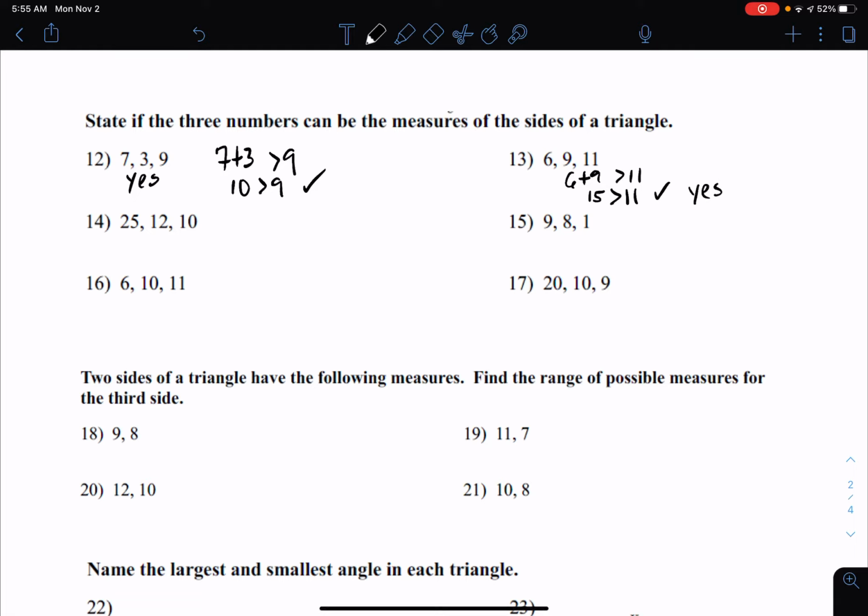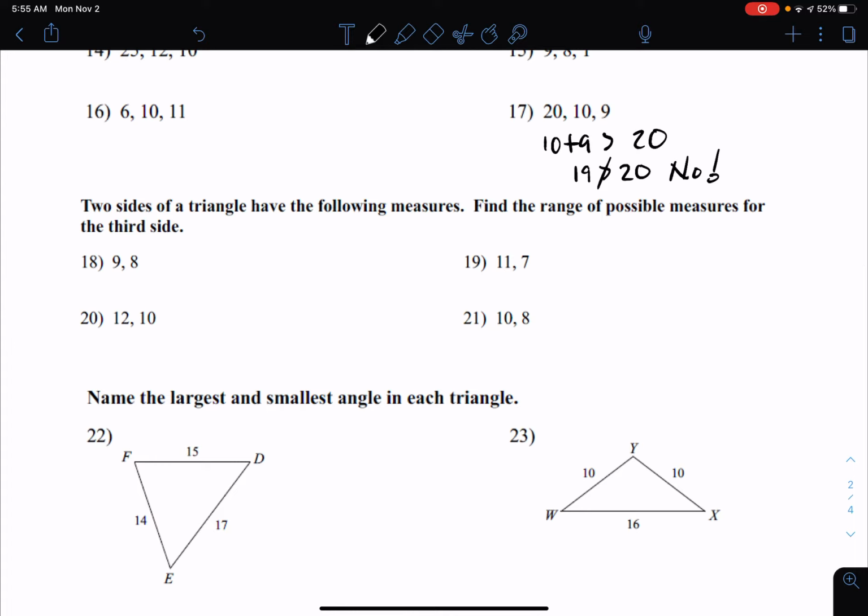All right, let's skip some of those. Let's do the last one here, number 17. My biggest one is 20, and my two other ones are 10 and 9, and they need to be greater than 20. So 10 plus 9 is 19, greater than 20. Is that a true statement? No, absolutely not. 19 is not bigger than 20, so no. That is not a triangle.